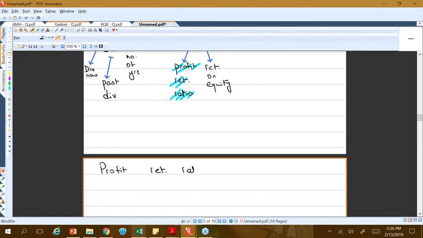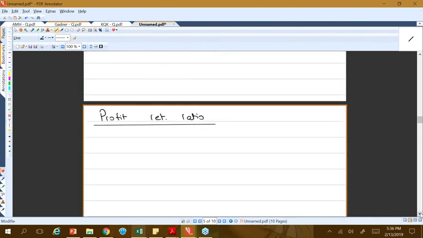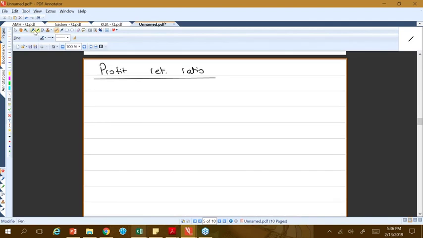Profit retention ratio. Now, to think of the profit retention ratio, we need to have a little understanding here of our P&L or the income statement. So I'll just put a little extract here where we take the sales minus the costs and we get our profit before interest and tax, or our operating profit.